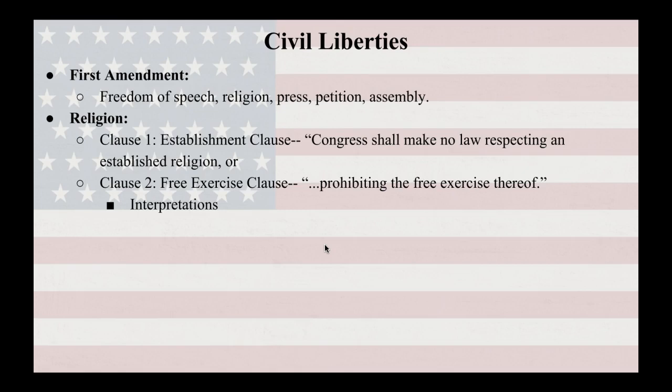And then if we look at the interpretation of the Free Exercise Clause, we have a Supreme Court case called West Virginia State Board of Education versus Barnett. In this case, a Jehovah's Witness family refused to salute the American flag because it violated their religion. And these individuals were at a school. They were children, they were school children, and they were suspended from school for not saluting the flag.